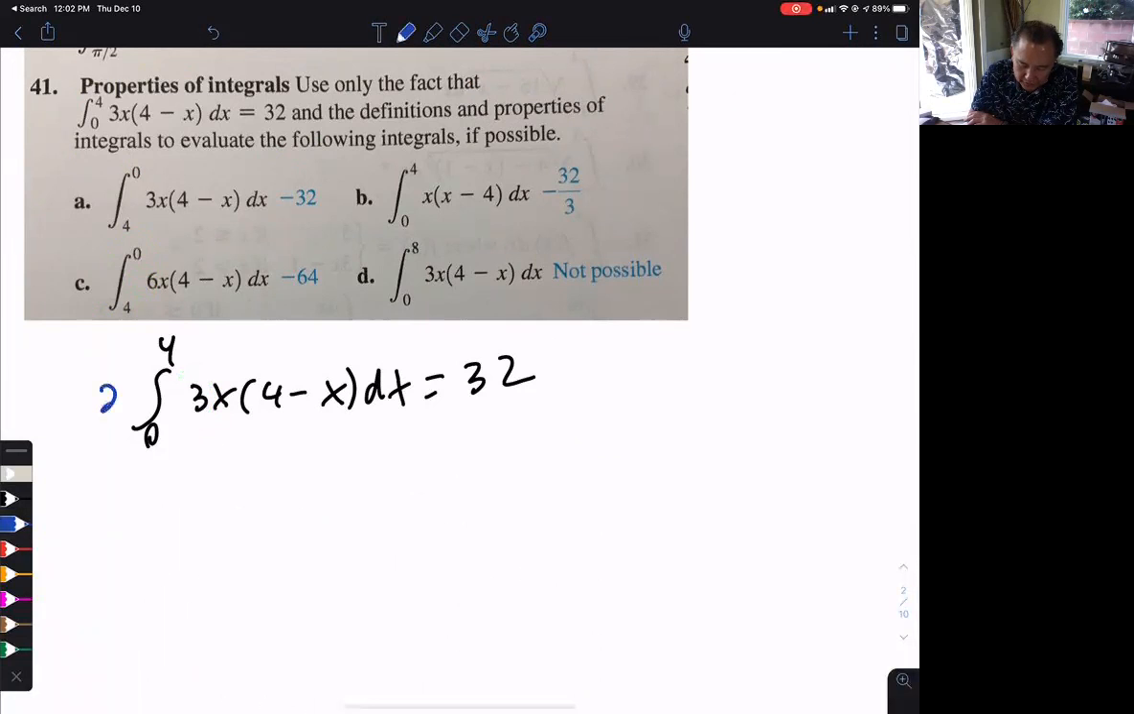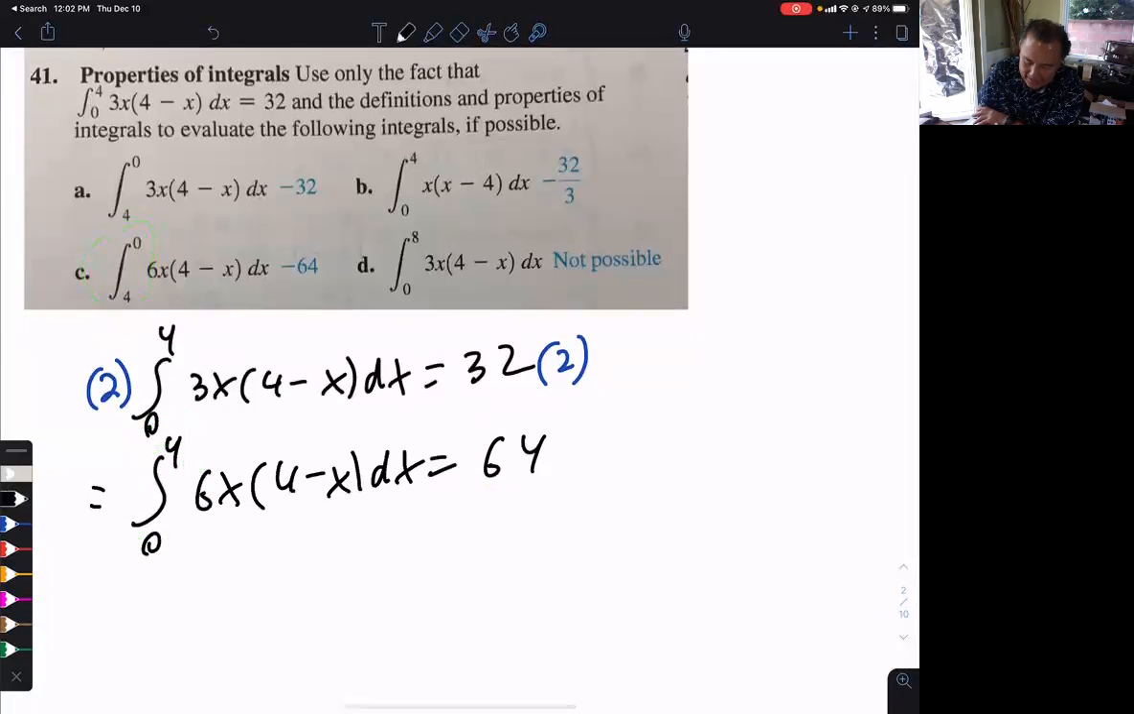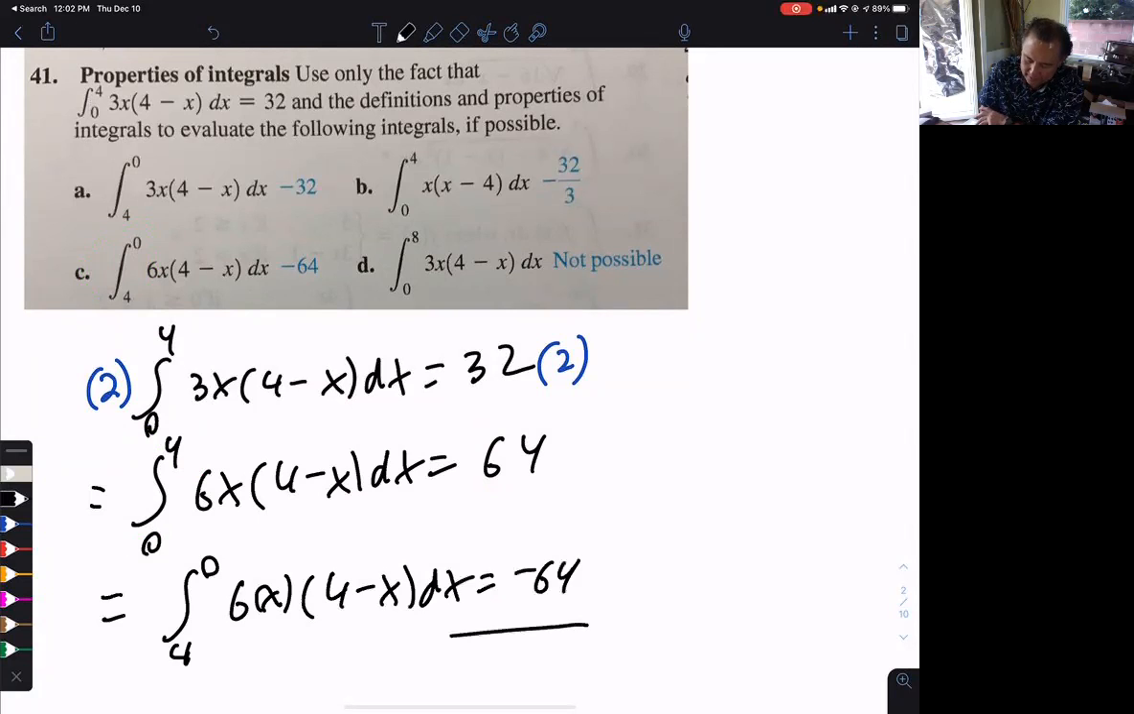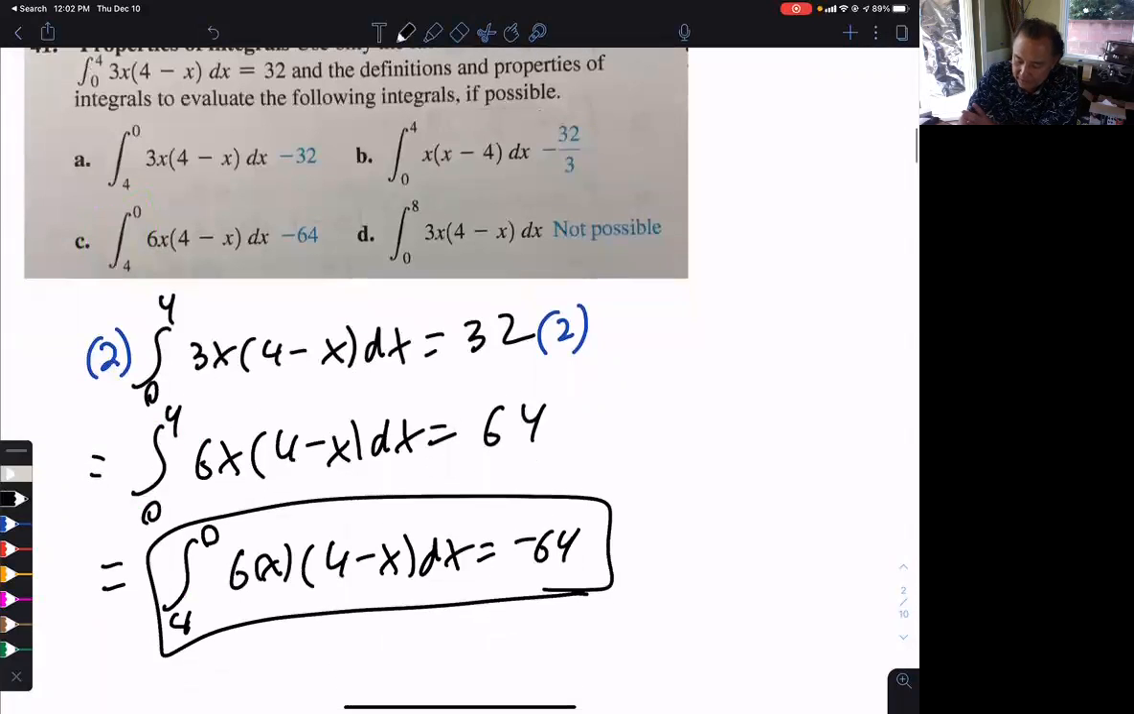But in algebra, you're allowed to multiply both sides of an equation by 2. And I can move this on the inside because I'm allowed to do that. So this becomes the integral from 0 to 4 of 6x(4 minus x) dx. And the right side will be 64. Now let's look. Do I have everything matching? I don't. That's upside down. If I were to flip this, I'd have to change the signs there. So I'll go ahead and say, flip this from 4 to 0, and I will get the negative of that, and there's my answer. So using all the properties of integrals to get all these.